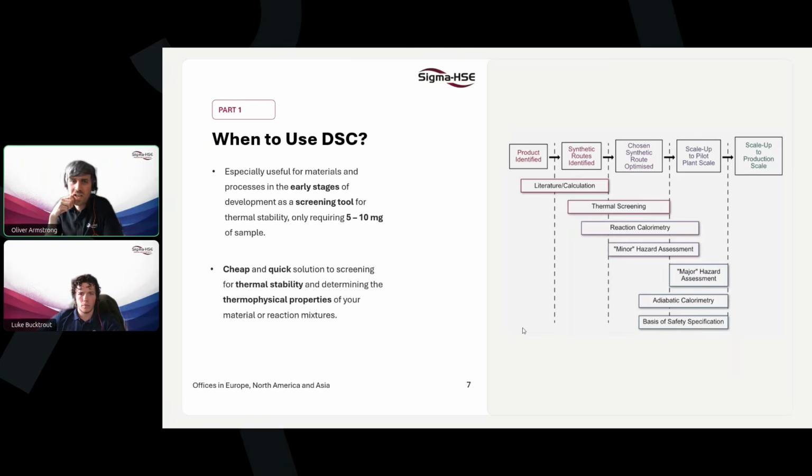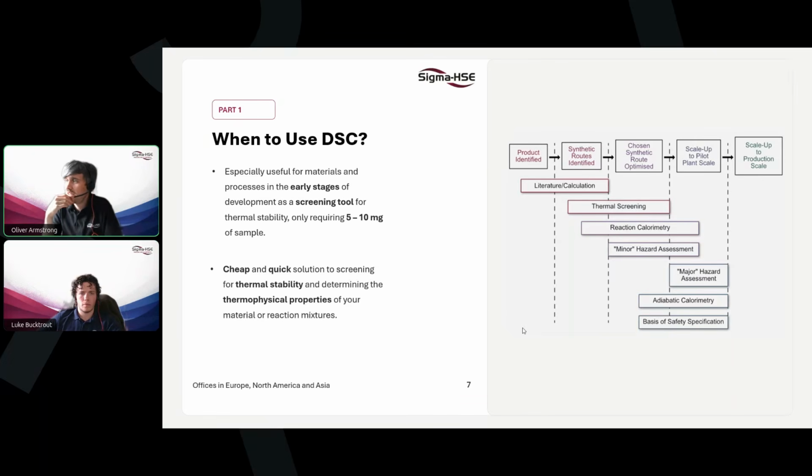But additional to that, we can also start to use DSC to assess, maybe we're considering a pre-existing process and we're looking to swap in different raw material feeds or make changes to an existing synthesis. Then using DSC in that case can also give quick confirmation on whether those material swaps or changes are safe to use in place of previously assessed materials.